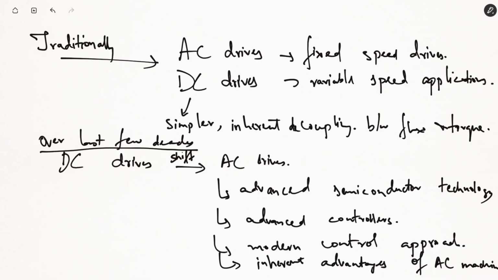As far as the AC machines go, they are much more economical. They are rugged and reliable as compared to DC motor drives. They have better speed and torque response, speed and torque profile rather. Because of these inherent advantages of AC machines, we have now shifted to these AC drives.